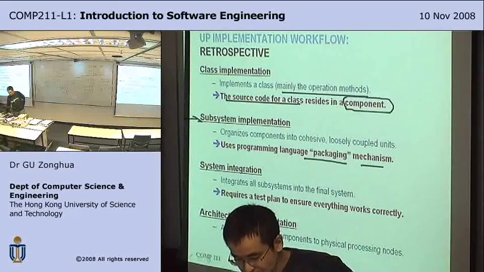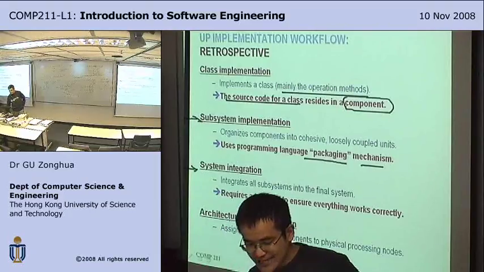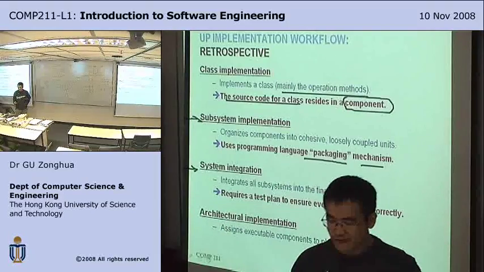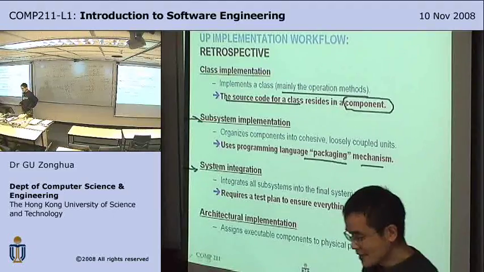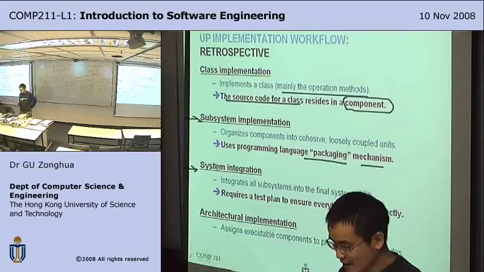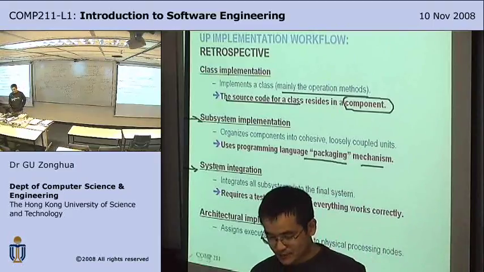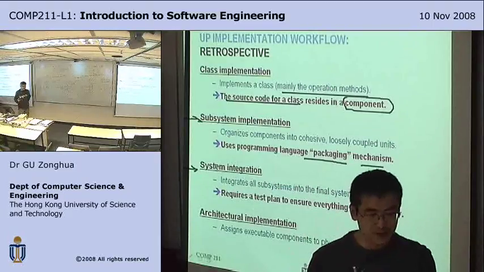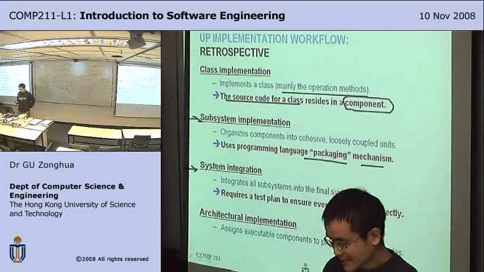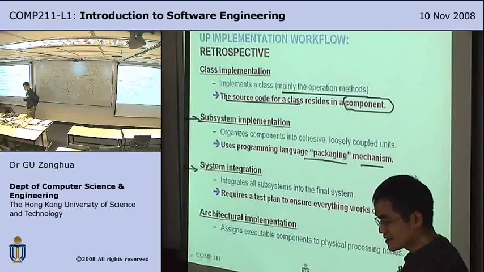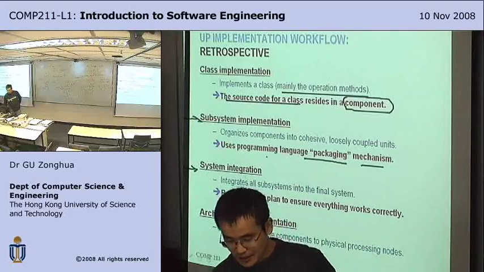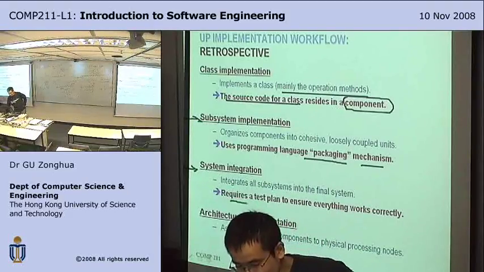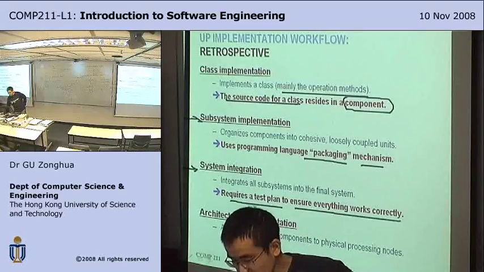So system integration integrates all subsystems into the final system. So this is when you may encounter many headaches, many bugs that don't appear until you integrate these together, because typically the subsystems are developed by different developers, perhaps in different languages even. So the interfaces can cause many issues. So you need a test plan to ensure everything works correctly.